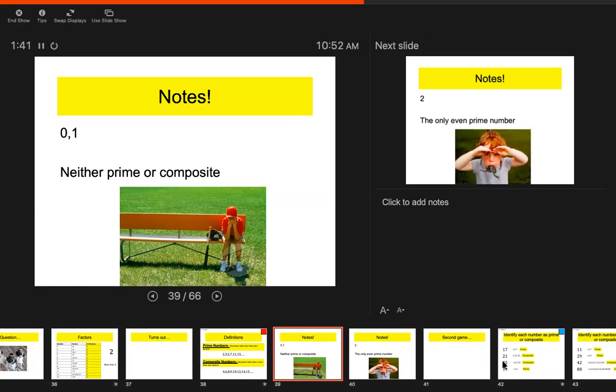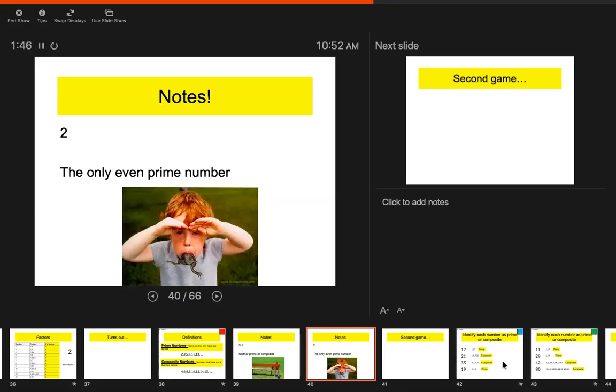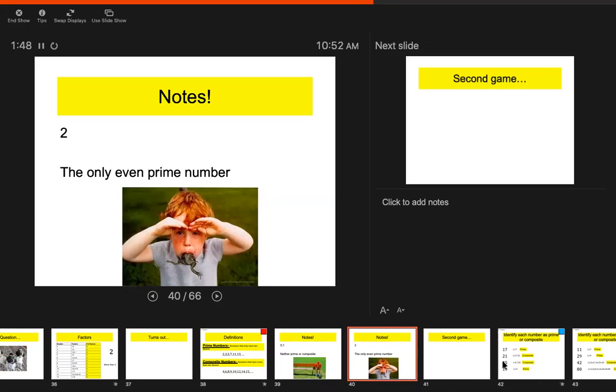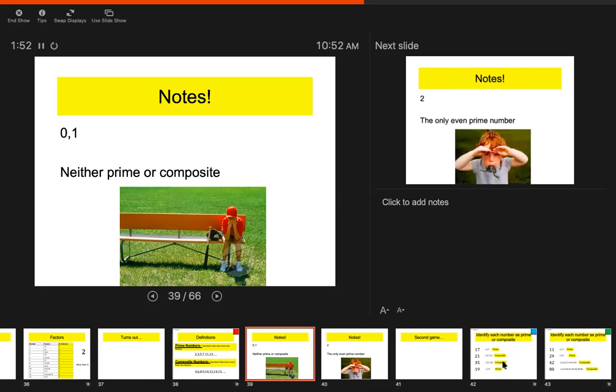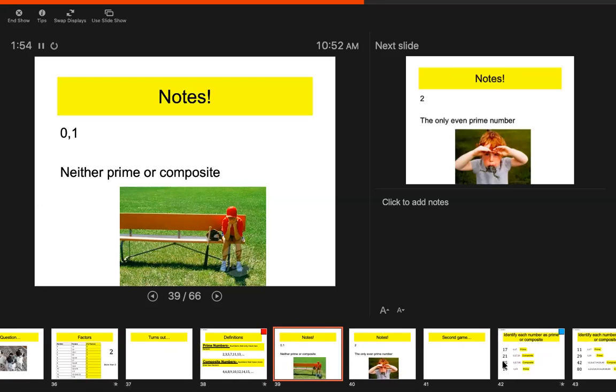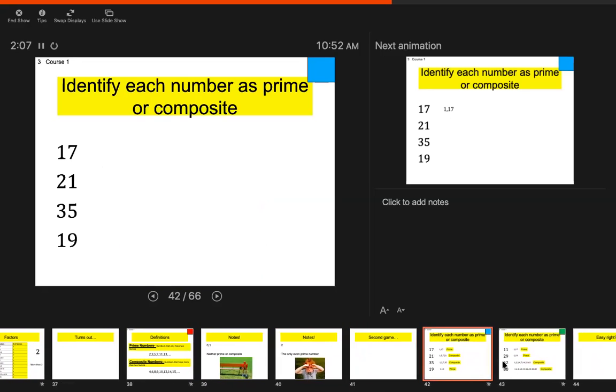0 and 1 have no friends, right? They don't meet the definition of prime or composite. 2 is the only even prime number. 0 and 1 are not prime or composite because every number goes into 0. And for 1, the only thing that goes into 1 is 1. So if you're defining something as prime or composite by 2 or more factors, you only get one. It's like it's a different number altogether.